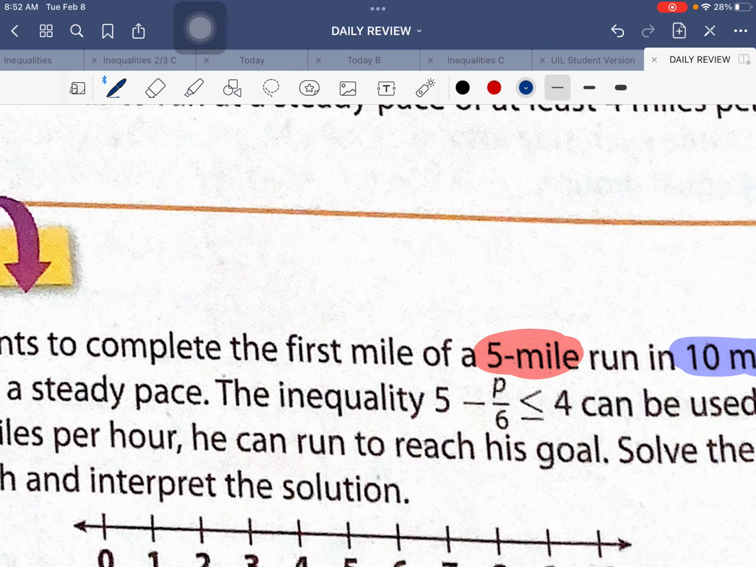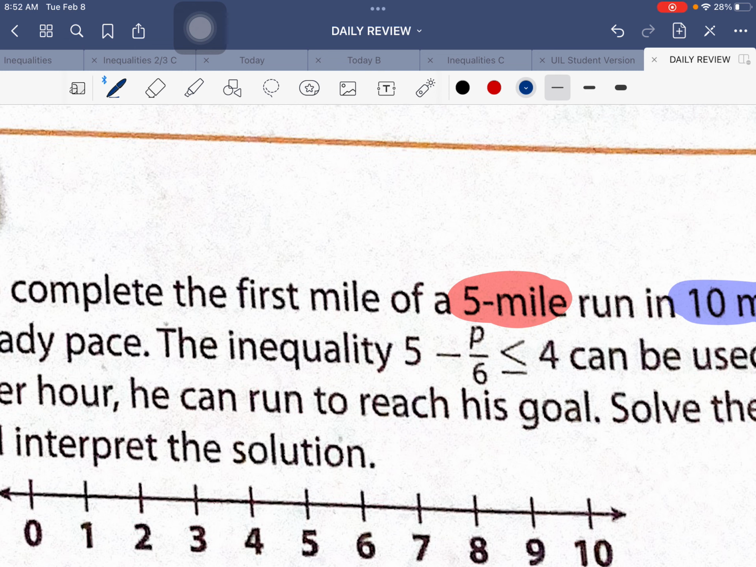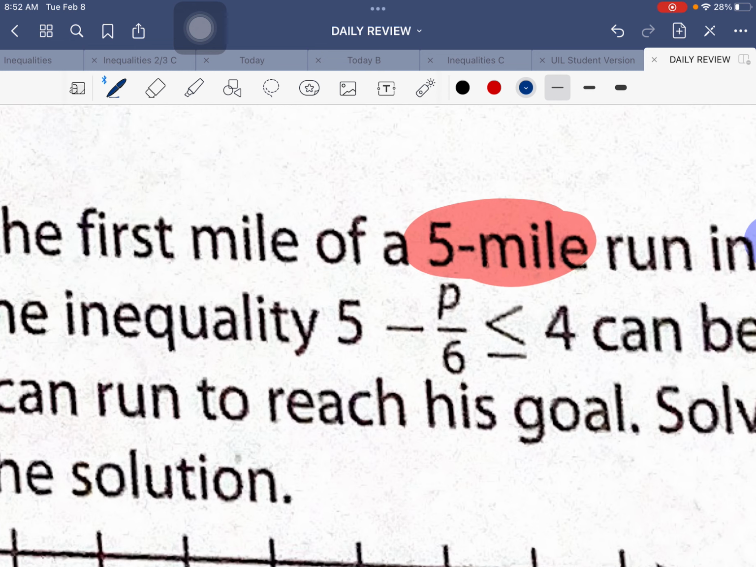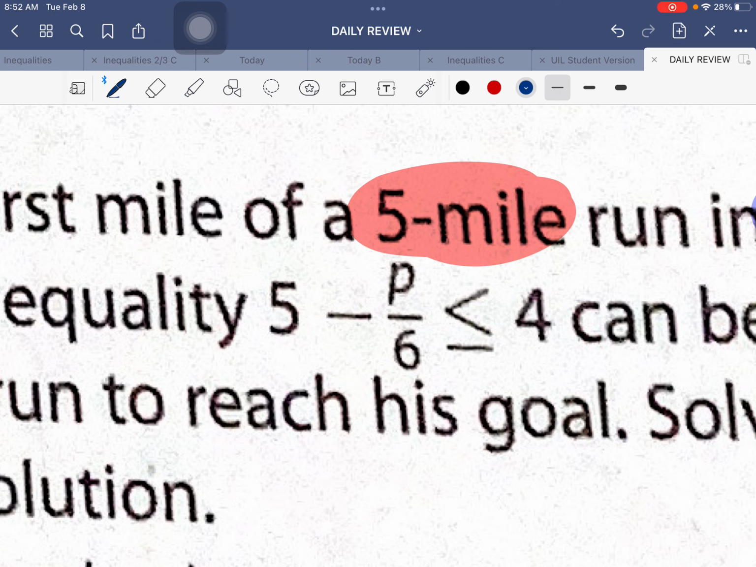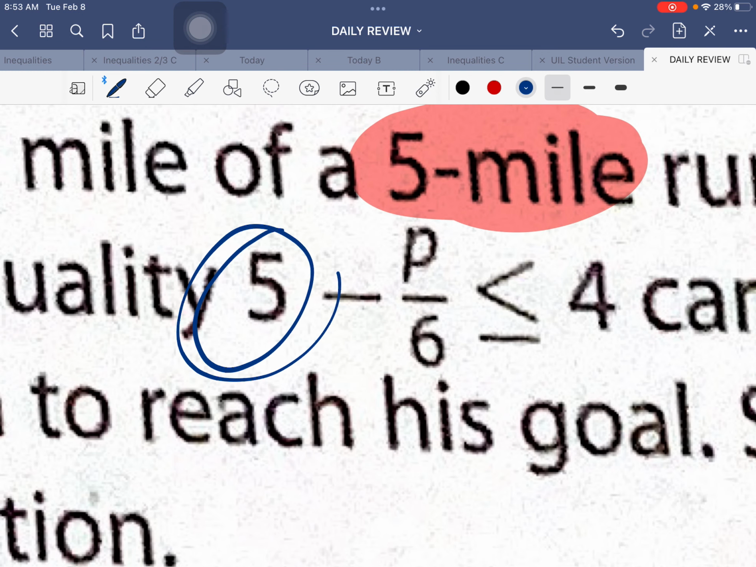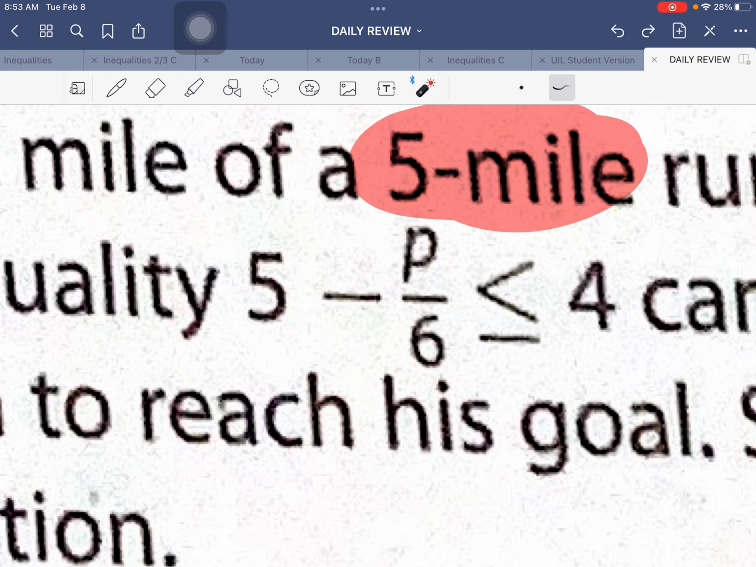Okay, now, what's the first step you do when you have 2 steps? Adding and subtracting. So right now, what are we going to do with the 5? It's a positive 5, so what are we going to do? We're going to subtract 5. Because the 5 is not the one that is subtracting. The one that's subtracting is the p divided by 6. The 5 is right there on its own.